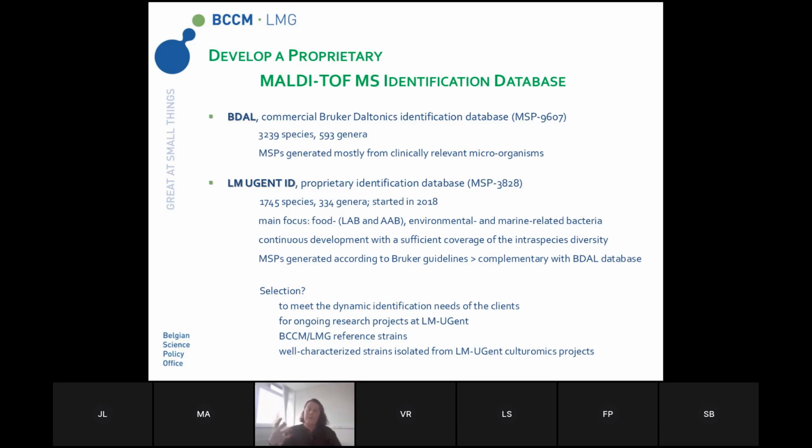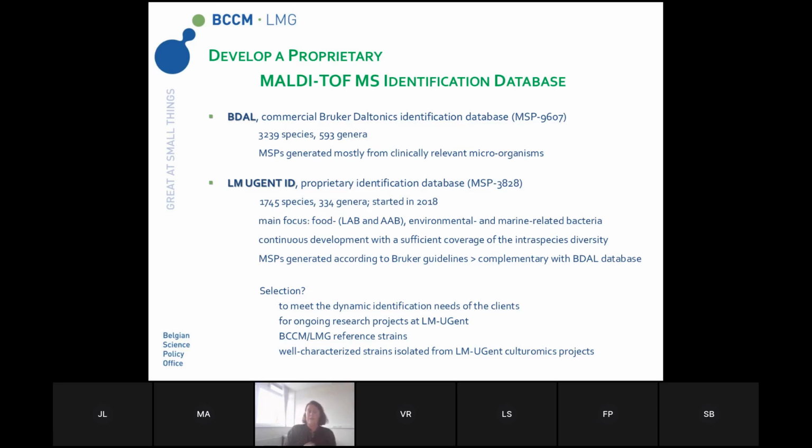For instance, environmental marine-related bacteria. We have an EMBRC project running at the moment with Professor Anne Willems, and in one of those projects, we really want to expand our database for marine-related bacteria. We've also done enormous research on Antarctica in recent years, so the strains that we obtained in those projects are also added to our database. We have, of course, our treasure of BCCM LMG reference strains, which we can just use to expand our database as well.